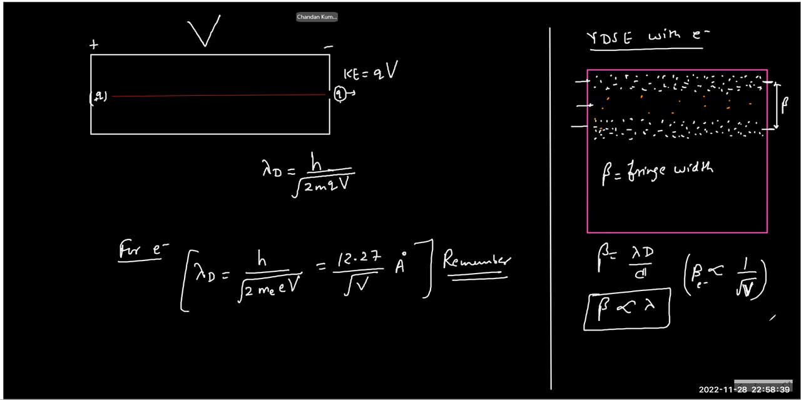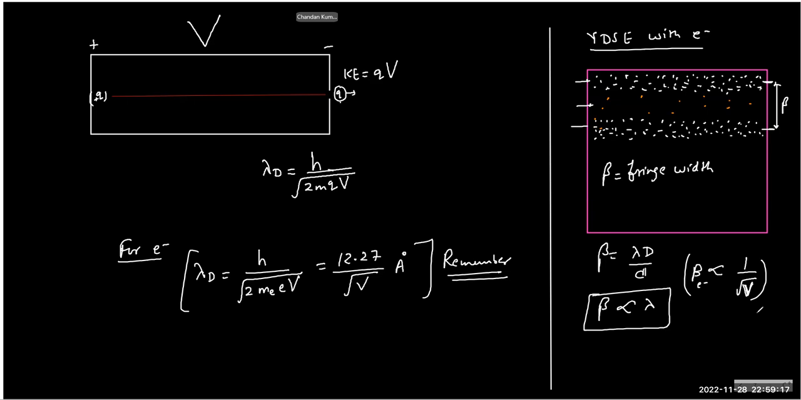So if you increase the V, the energy will increase. More the energy, lesser the de Broglie wavelength, isn't it? So if electron interference is obtained, and if I increase the kinetic energy of the electron by some means, what will be the effect on the fringe width? The answer is, as you increase the accelerating potential, the fringe width will decrease. This is a very common question that you will come across. Okay.